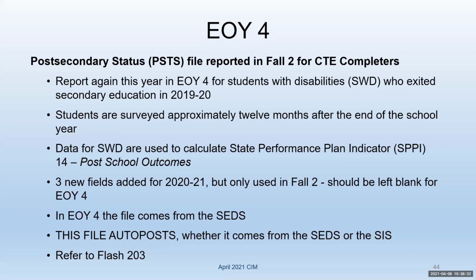These are students who exited last year in 1920 and were students with disabilities. So right around now-ish, you're going to start surveying those kids and report that data. That data is used for the state performance plan indicator post-school outcomes. We added 3 new fields to that file for this year, but it's not used for end of year. We only use those for fall 2.